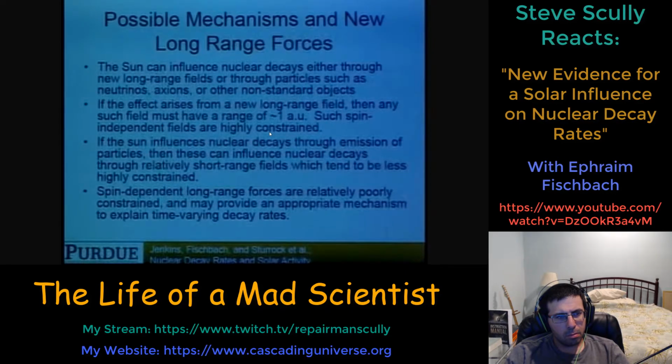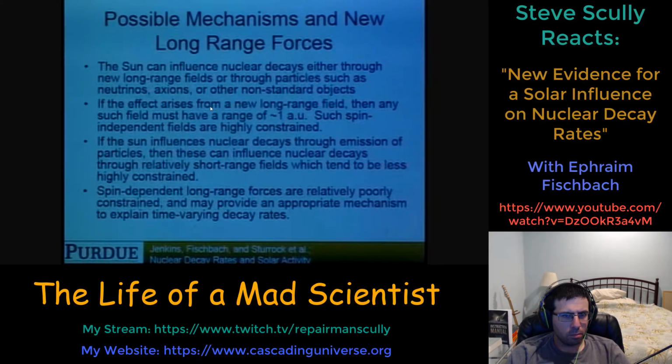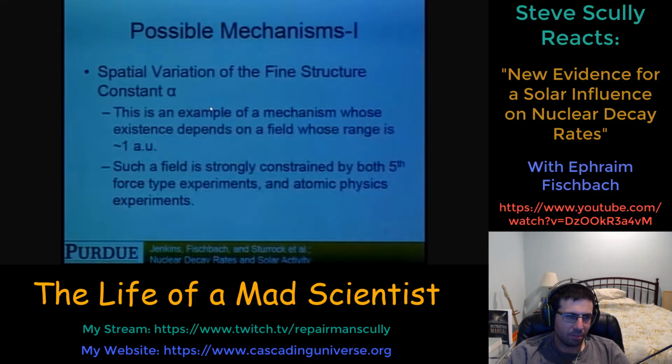There are lots of mechanisms. Let's try to think about what they could be. One mechanism is to follow the current discussion on time and spatial variation of fundamental constants. So imagine the fine structure constant varied, and there was some field which caused that to happen. If the fine structure constant varied, then it would certainly affect both alpha and beta decays. That could be a mechanism.